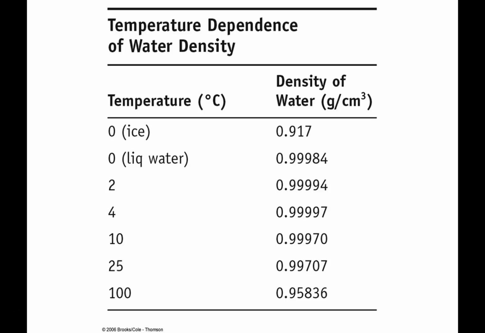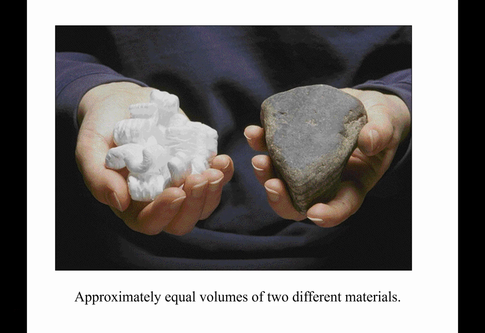So this data goes along with that graph. You can see the cooling down from 100 to 10, we see the density increasing. From 4 to 2, we see the density decreasing. And here we see it fluff out for ice.